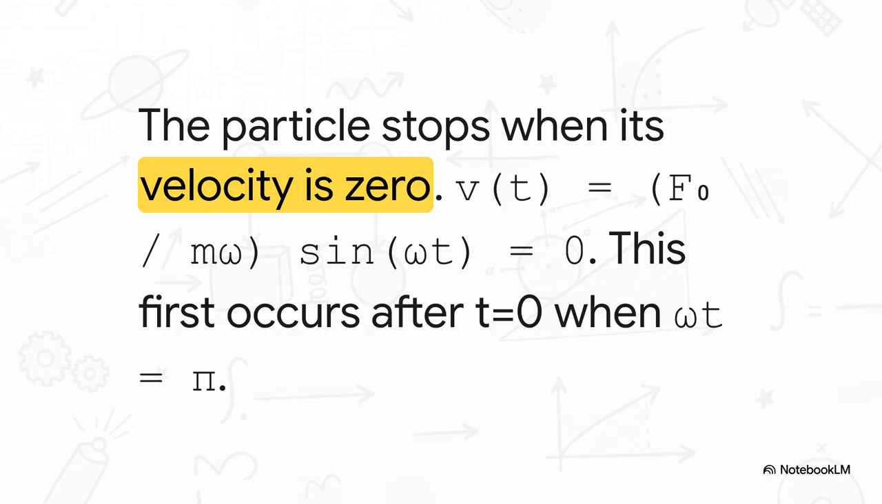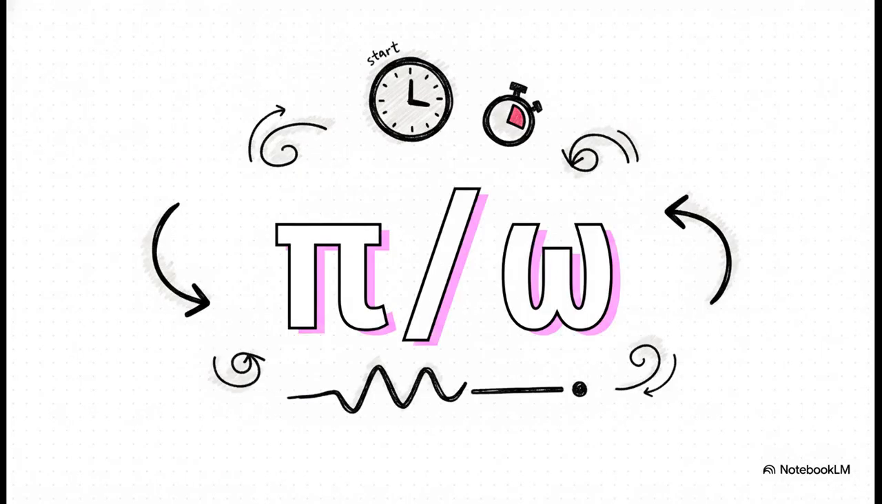Now that first part is just a bunch of constants, so it can't be 0. That means the only way for this to work is if the sine of omega t is 0. And when is the sine function 0? Well, it's 0 at pi, at 2 pi, and so on. Since the particle starts at time 0, the first time it stops after starting must be when omega t equals pi. And with a tiny bit of algebra, we solve for t. And there's our first answer. Pi divided by omega. That's how long it was moving.